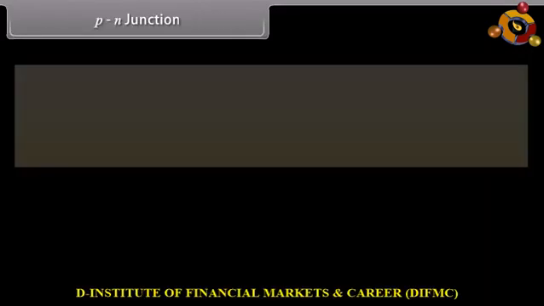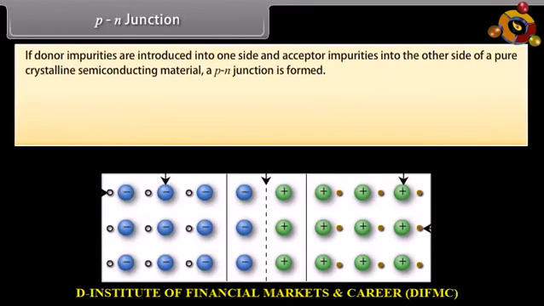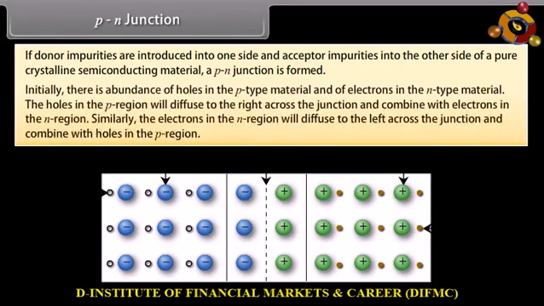P-N junction. If donor impurities are introduced into one side and acceptor impurities into the other side of a pure crystalline semiconducting material, a P-N junction is formed. The donor ion is indicated by a positive sign because after this impurity atom donates an electron, it becomes a positive ion. The acceptor ion is indicated by a minus sign because after this atom accepts an electron, it becomes a negative ion. Initially, there is abundance of holes in the p-type material and of electrons in the n-type material.